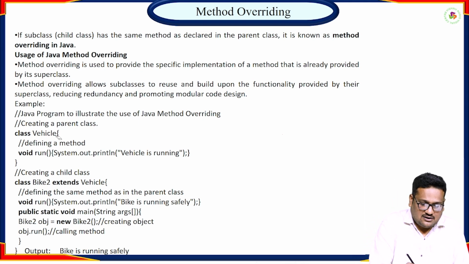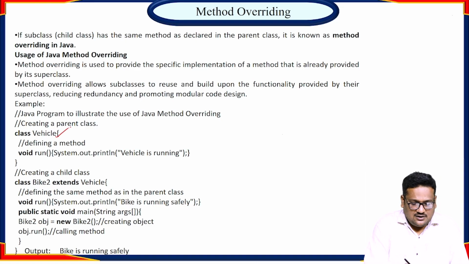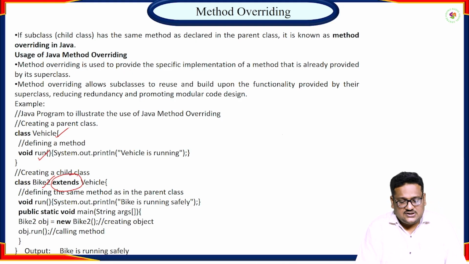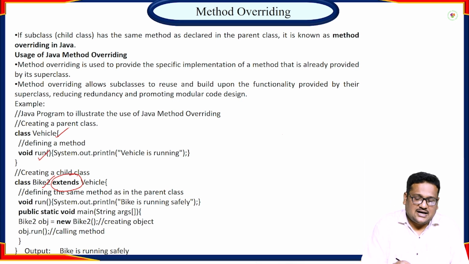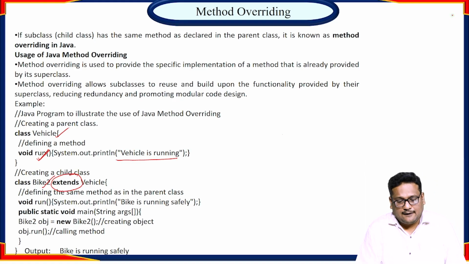Coming to the example of method overriding, if you observe this example, I have taken a parent class called Vehicle and a child class called Bike2. Here run is a method. If you want to override this method, the child class should derive from the parent class with the help of the extends keyword. Extends is the keyword used to derive subclasses from the parent class. Here the parent class, that means the superclass, has the run method, which has a body that prints the statement Vehicle is running.